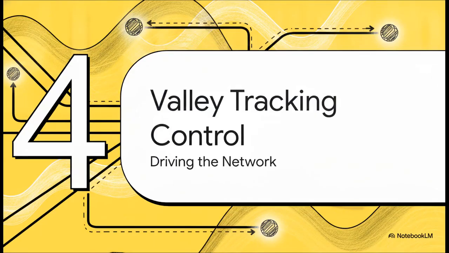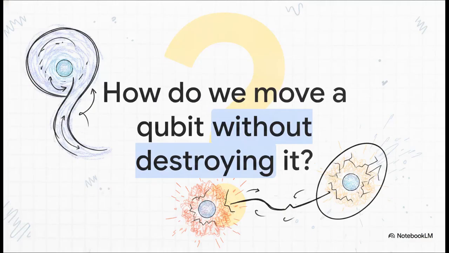All right, section 4, the valley tracking control model. How exactly do we drive through this network? So how do we move a qubit without destroying it? This is quite literally the million-dollar question in quantum mechanics. We know the valley is there, but if we push the qubit the wrong way, or if some random environmental interference knocks it off course, poof, the quantum state collapses.